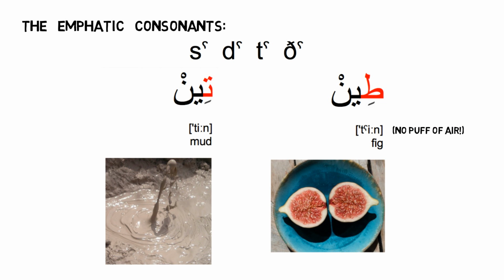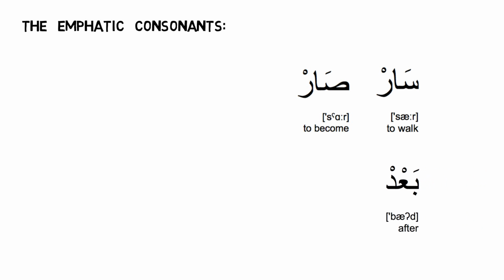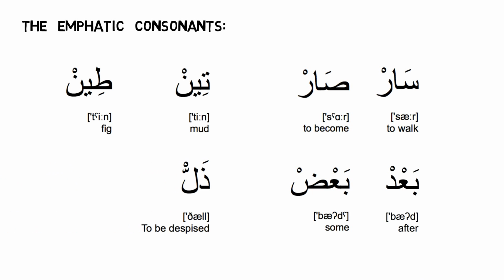You'll start that T with your tongue pulled up and back, to, to, and then you'll go straight to the vowel, teen, teen. So, just to give you some contrasts, we're going to contrast all 4 emphatic consonants with their non-emphatic siblings. There's سار and صار, بعد and بعض, teen and طين, and ذل and ظل.